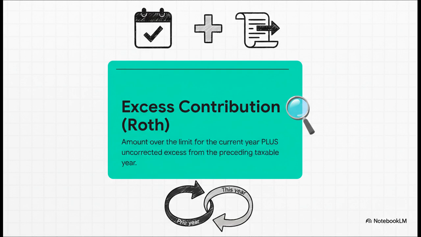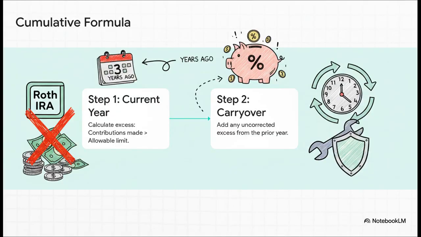And this is where it gets really nasty. The code literally forces you to carry forward your old mistakes. And this is exactly how that snowball gets rolling down the hill. You calculate this year's mistake, right? And then you have to tack on last year's uncorrected mistake on top of it. That means an error you made, say, 3 years ago? Yeah, it's still part of the calculation today. And it's going to keep triggering that 6% tax year after year until you finally step in and resolve it. It does not just go away on its own.